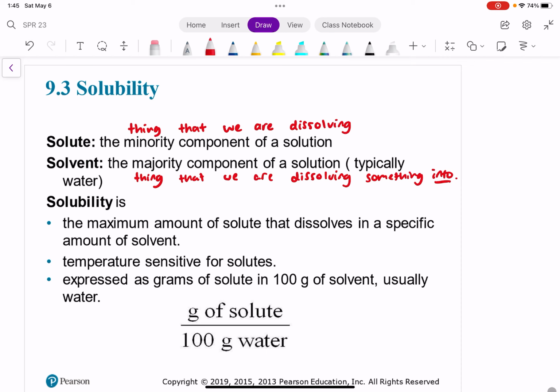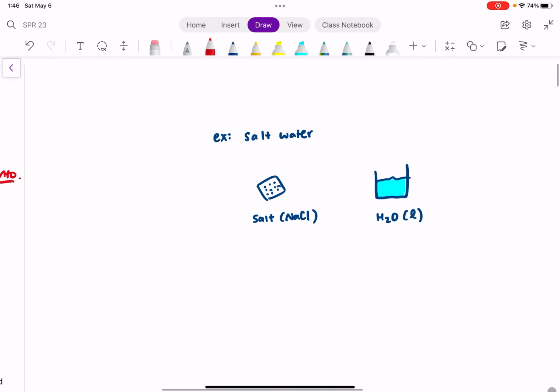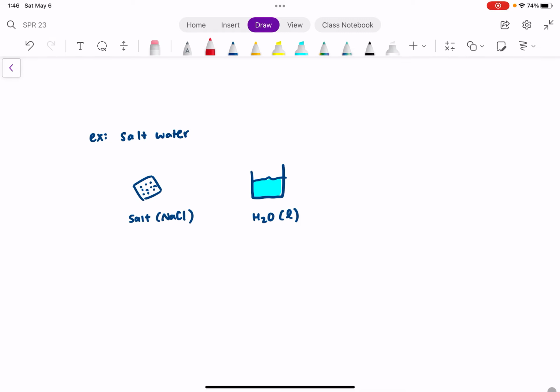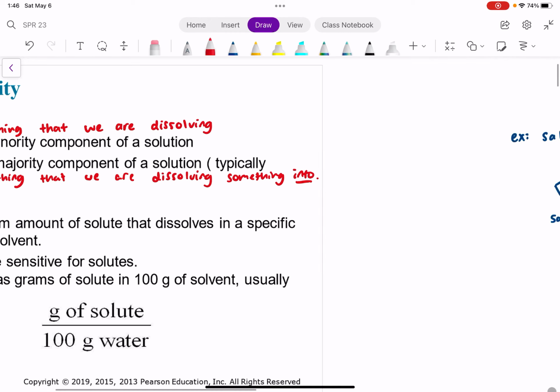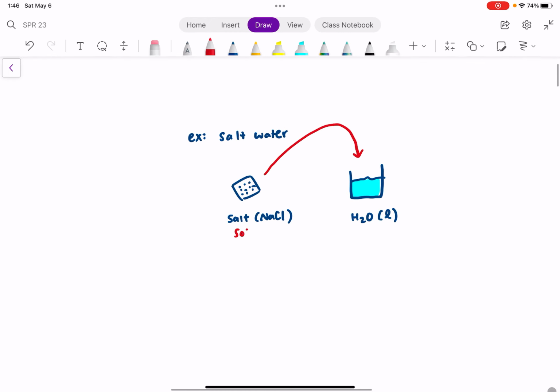So let's take a look at an example because this can be kind of hard to wrap our heads around. So for salt water, salt, NaCl, is being dissolved into water, right? So what would salt be? Would it be the solute or the solvent? Yeah, salt is the thing that we're dissolving. So salt would be the solute. Okay? And then water is the thing that we're dissolving something into. So that would be the solvent. So just some vocabulary that you kind of need to memorize here.